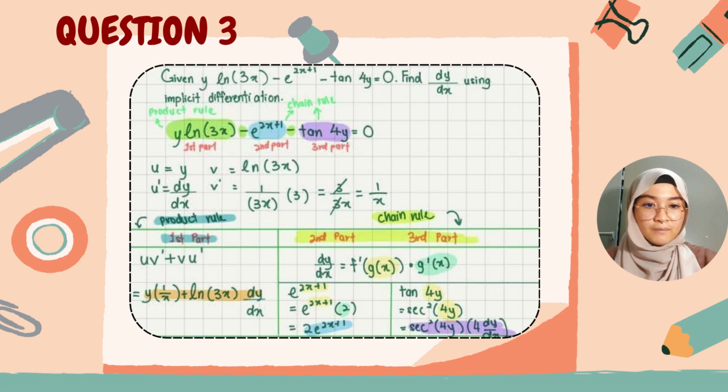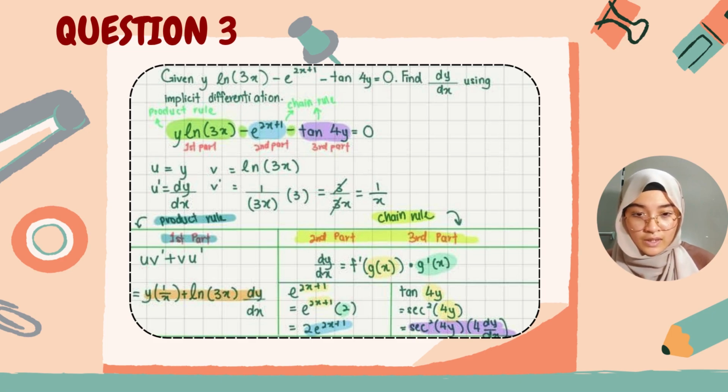And then we're going to multiply it to e, so it's going to be 2e to the power 2x plus 1. So moving on to the third part, which is the tan of 4y. We need to use the chain rule because inside the tangent is 4y, so y depends on x. So we're going to use the same formula, and then we're going to get sec squared of 4y multiplied by 4 dy/dx.